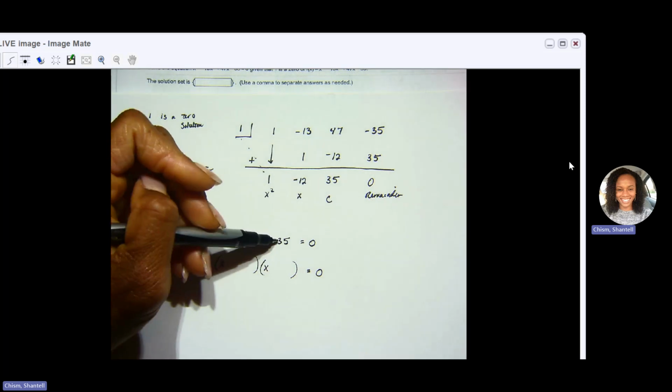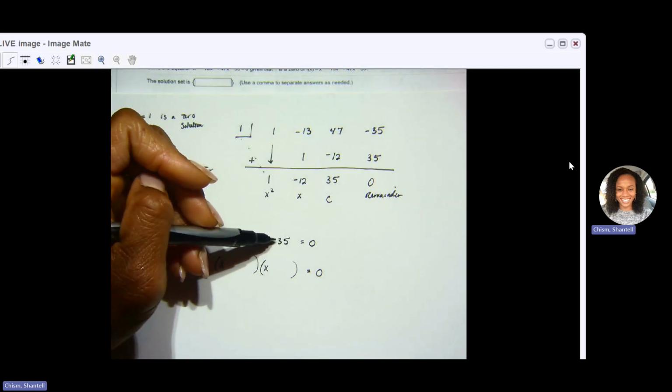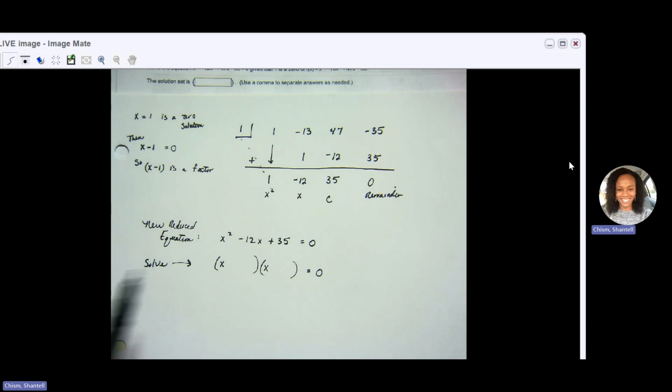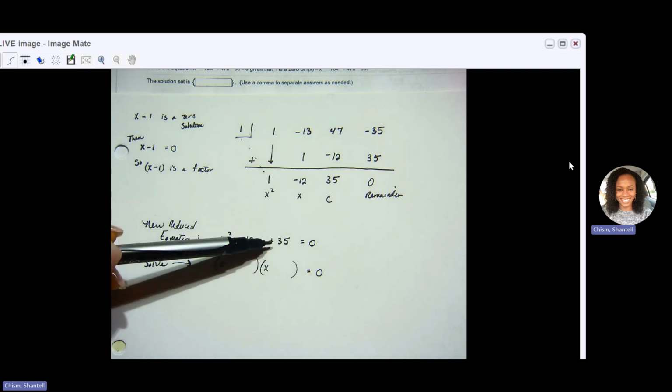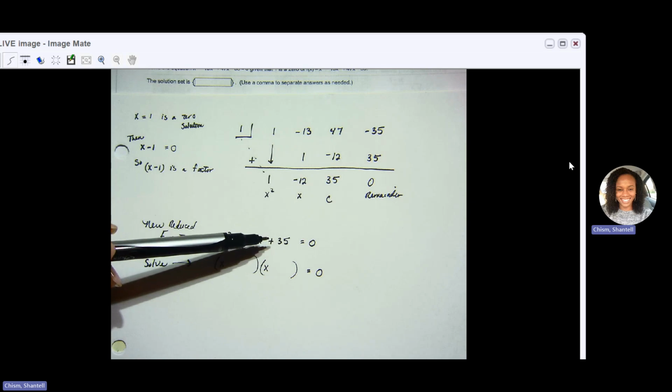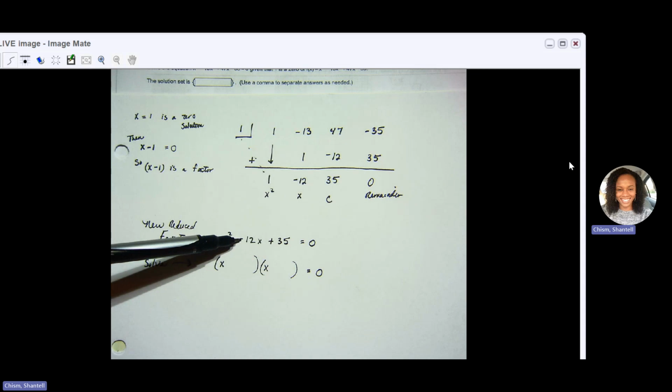Then I look at my constant term. I say, well, 35. What are the factors of 35? This time, because my leading coefficient was just 1, I can go ahead and say, what are the factors of 35 that will add to give me 12? Why do I say add? Because this is a plus. That means they're going to have the same signs. So they're going to both be negative because that's a minus 12. And so 2 negatives added up will still give me a negative.